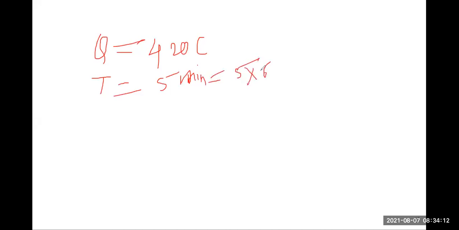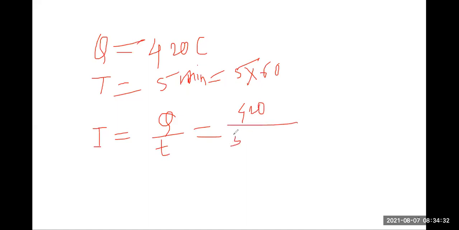And what is asked here? Current. What do we want? Current I. So I is equal to, we know the formula, the ratio of charge upon time. So 420 divided by time, 5 into 60. Now you can see the 0 cancels. 6 ones are 6, 6 sevens are 42, and then 7 divided by 5.